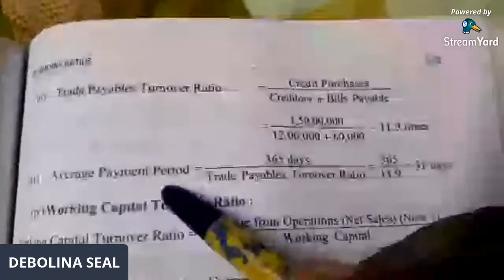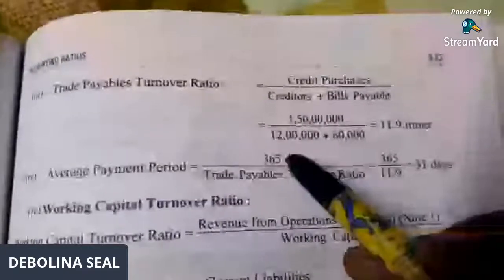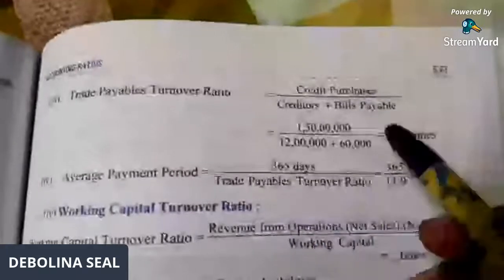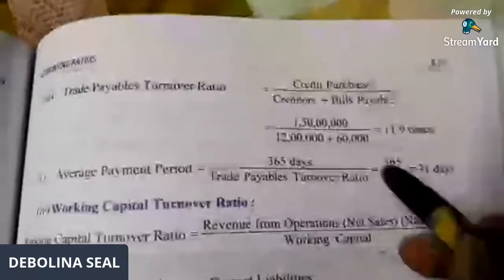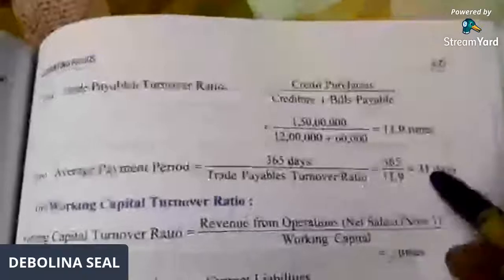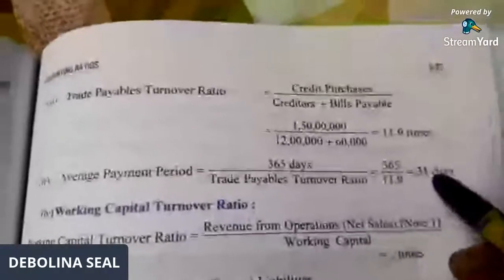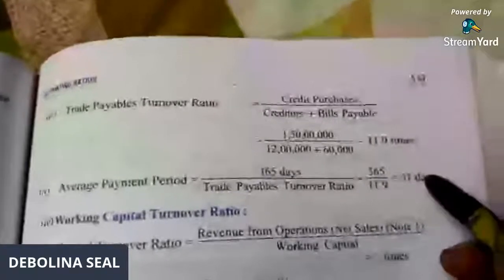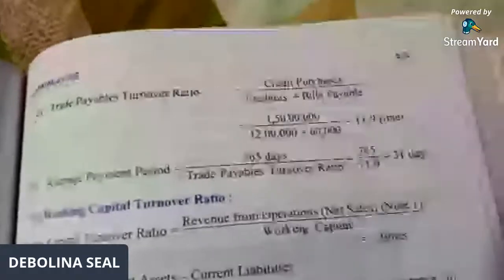Now what you are going to do? Average payment period will be 365 divided by the trade payables turnover ratio of 11.9. When you divide this, you get 31 days. Neeraj, the page number is 5.72 in my book.